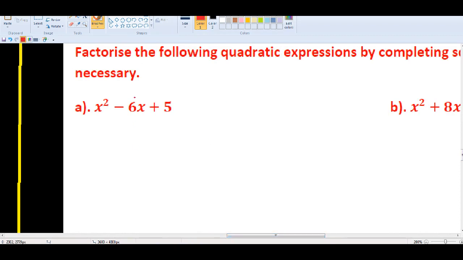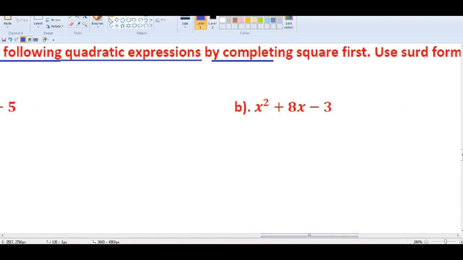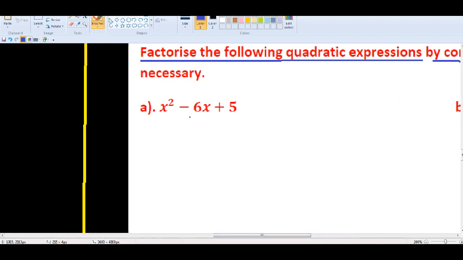Good. So let's try this one. This time it's not just completing square. You need to factorize the quadratic expression. And in the examination, they are going to ask you to do it by completing square first. So what are you going to do? You need to complete the square. So first, we need to complete the square.